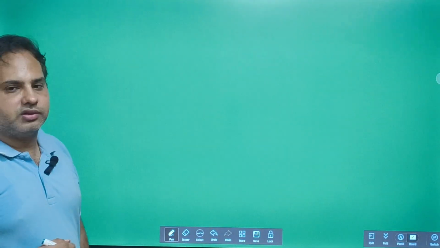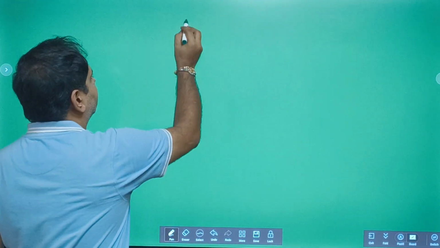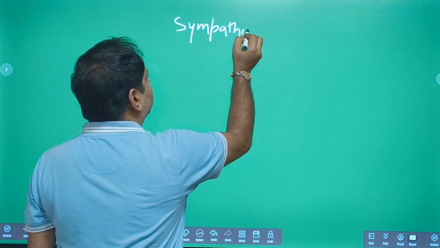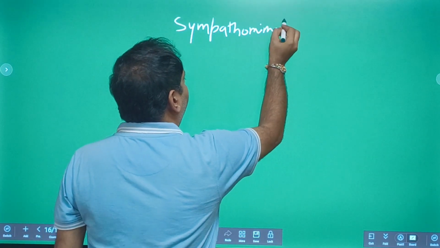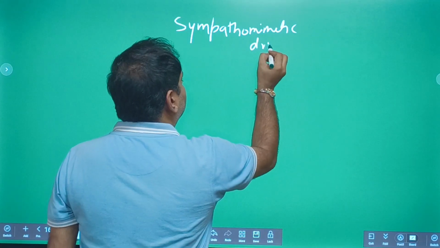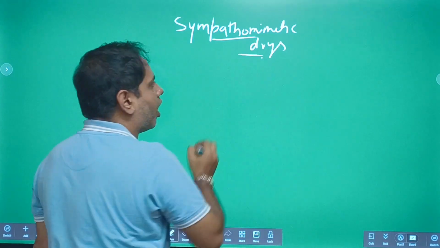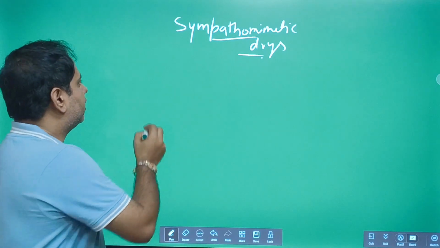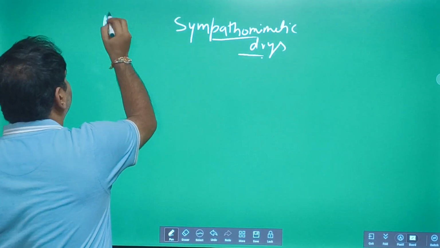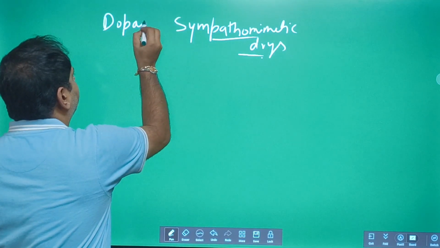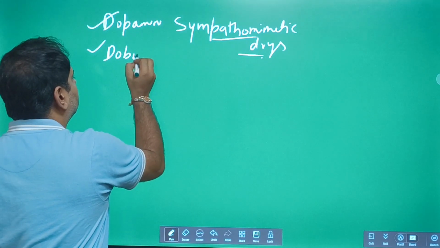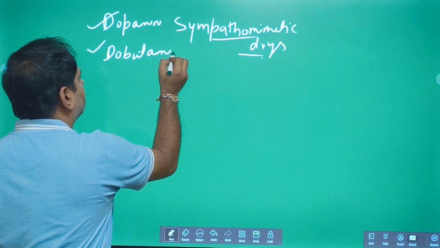Now the second drug is your sympathomimetic drugs. Sympathomimetic drugs, how they are useful in congestive heart failure patients. So the drugs are dopamine and dobutamine.